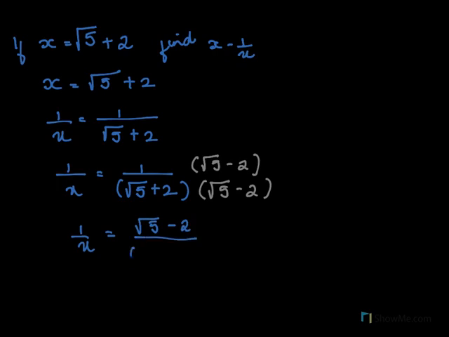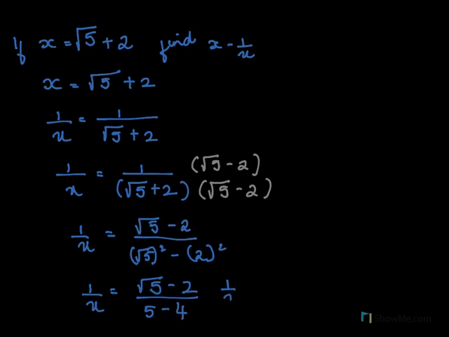Down, a plus b, a minus b, the denominator is a square minus b square. So under root 5 and 2. So 1 by x is under root 5 minus 2 over 5 minus 4. So 1 by x is under root 5 minus 2.